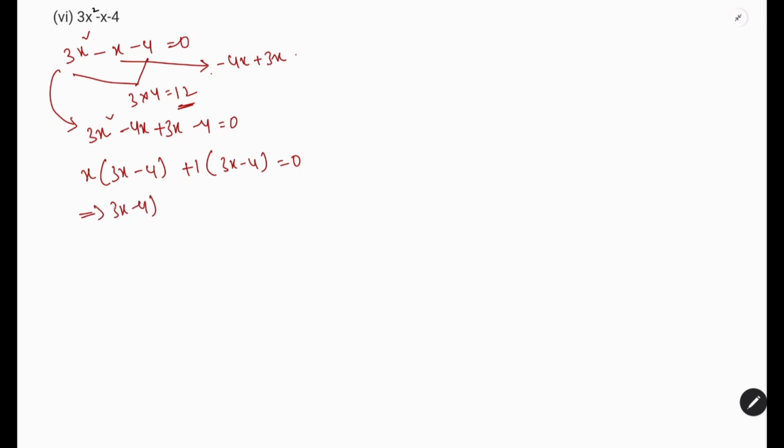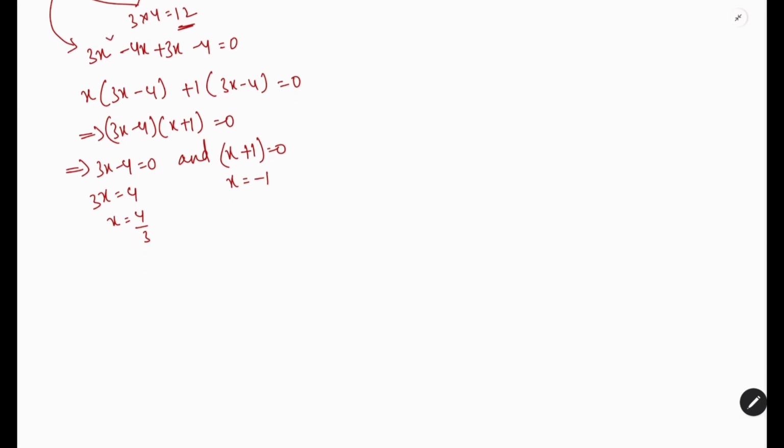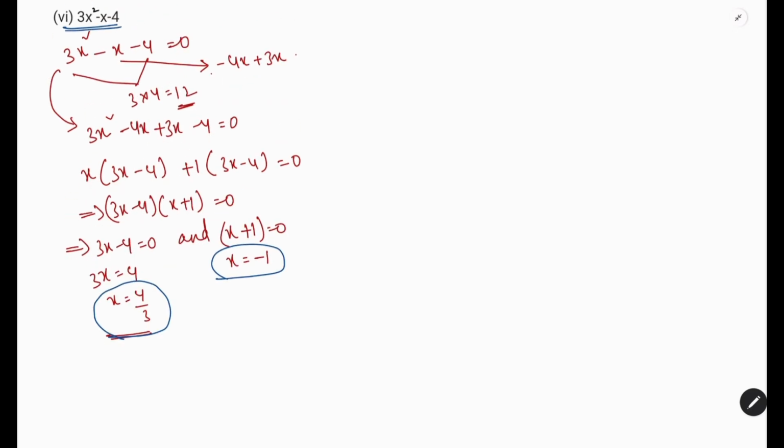Here, 3x minus 4 into x plus 1 equal to 0. When you take 3x minus 4 equal to 0, then 3x equal to 4, x equal to 4 by 3. And when you take x plus 1 equal to 0, then you get x equal to minus 1. Now sum of zeros. See, these two are zeros. For these two values, the value of this polynomial is 0.